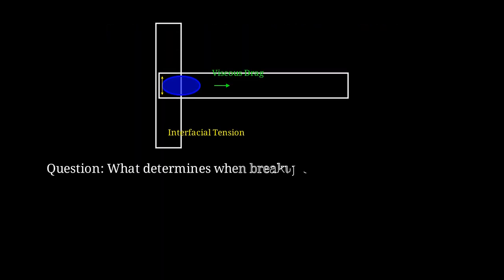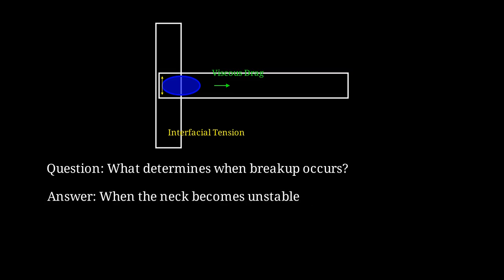Here's a question. What determines when the droplet actually breaks off? Is it just time, or is there a critical condition? The answer is that breakup occurs when the neck connecting the droplet to the dispersed phase becomes thin enough to be unstable. The interfacial tension then rapidly pinches it off.